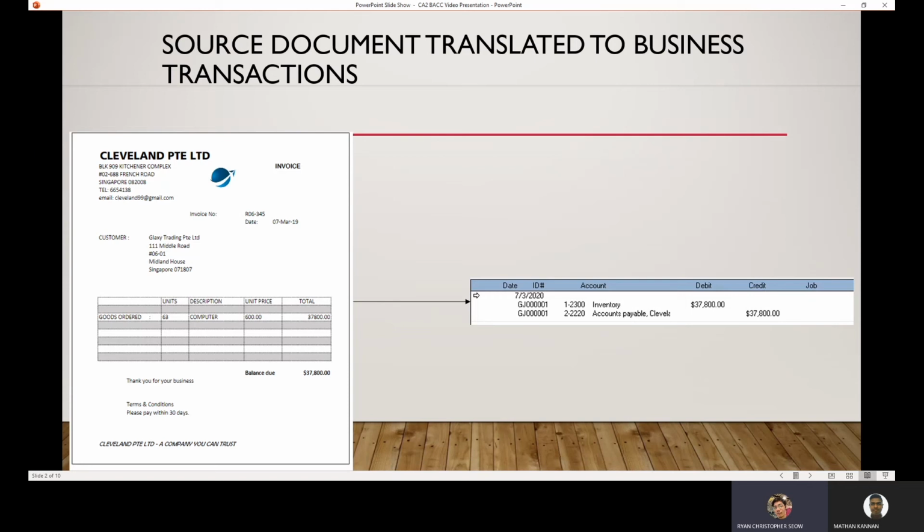The reason being that if we take a look at the terms and conditions, it states that the amount is to be paid within 30 days.